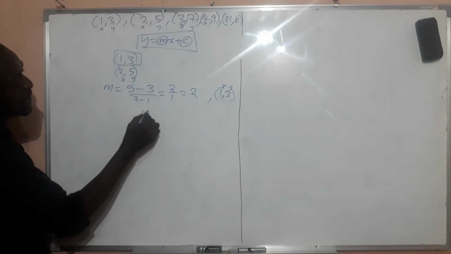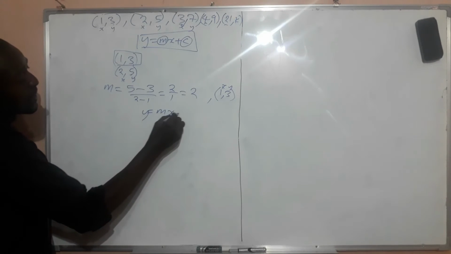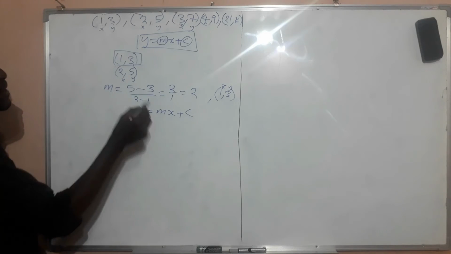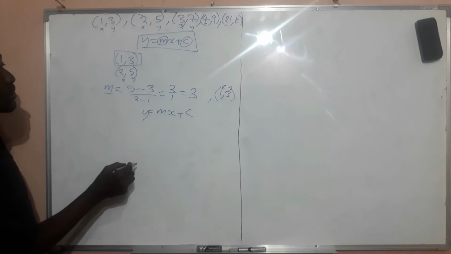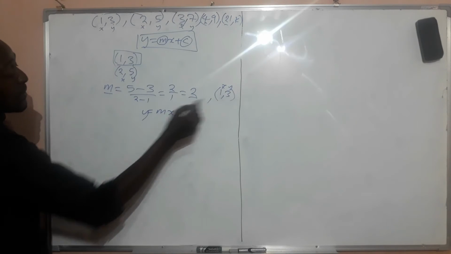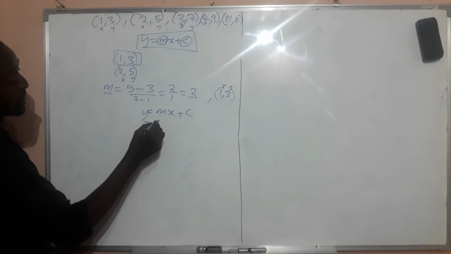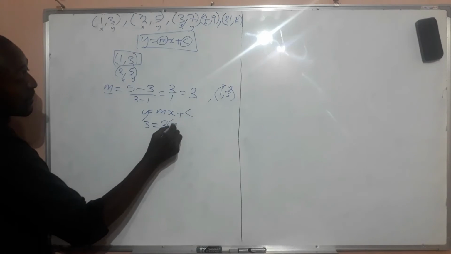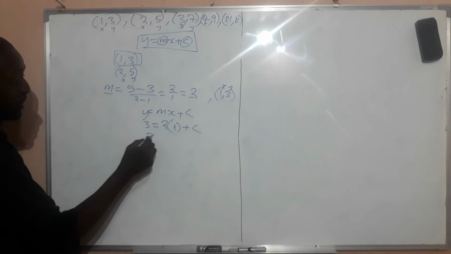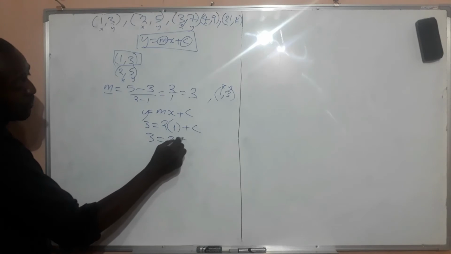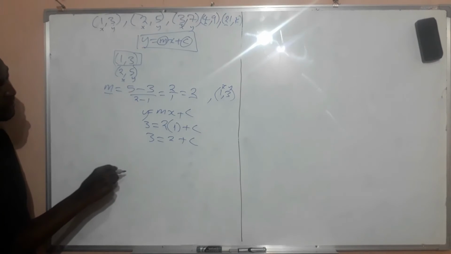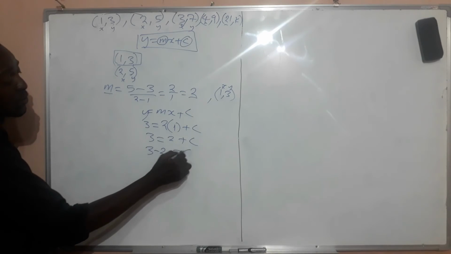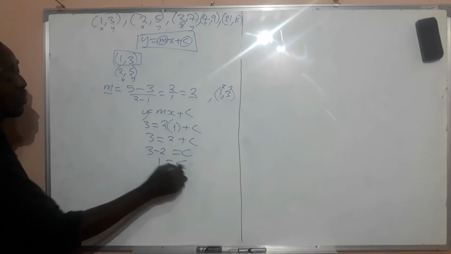And so in our equation, y is equal to mx plus c, we are going to substitute now. So our m is 2, our y is 3. So we have 3 is equal to m, which is 2, our x is 1, plus c. So 3 is equal to 2 times 1 is 2 plus c. Collect like terms here, you are going to have 3 minus 2, and the 2 comes this side, is equal to c. So c is equal to 1.